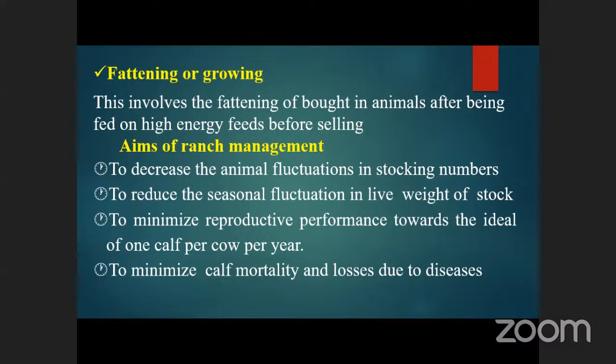Look at a scenario like between Christmas time and New Year. Prices rise because demand is high and supply is low. So if we continuously produce these animals, production will always be high. The third point says to minimize reproductive performance towards the ideal of 1 calf per cow per year.